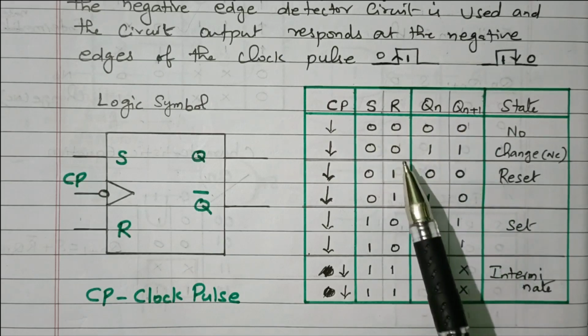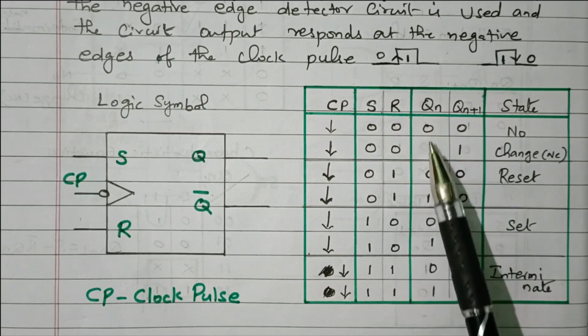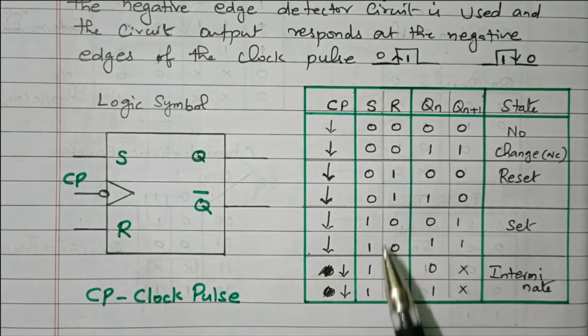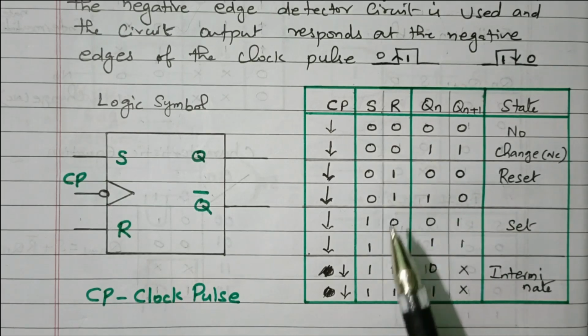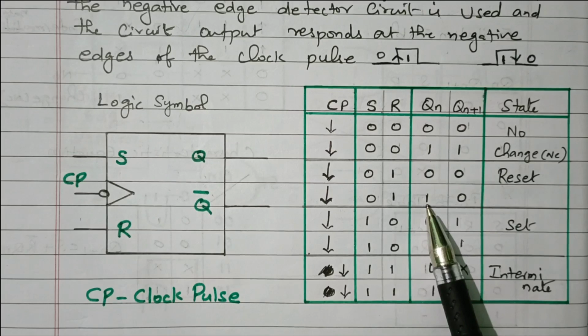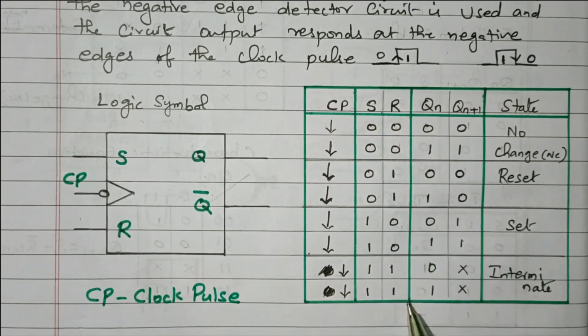Right. So for 0, 0, here 2 possibilities, 0, 1. Qn may be 0 or 1. Similarly, all 4 combinations: 0, 0, 0, 1, 1, 0, 1, 1. In all cases, we have Qn may be 0, Qn may be 1. So S, R, and Qn, 3 variables. So 8 possibilities, 2 to the power 3, 8 possibilities.